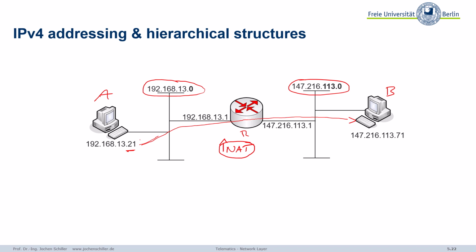Furthermore, we'll see that the router has to store some parts. So it has to know, for example, over which interface do all the packets go towards this network 147.216.113, and so on. So we have to learn something about network prefixes, aggregation, later more on this.